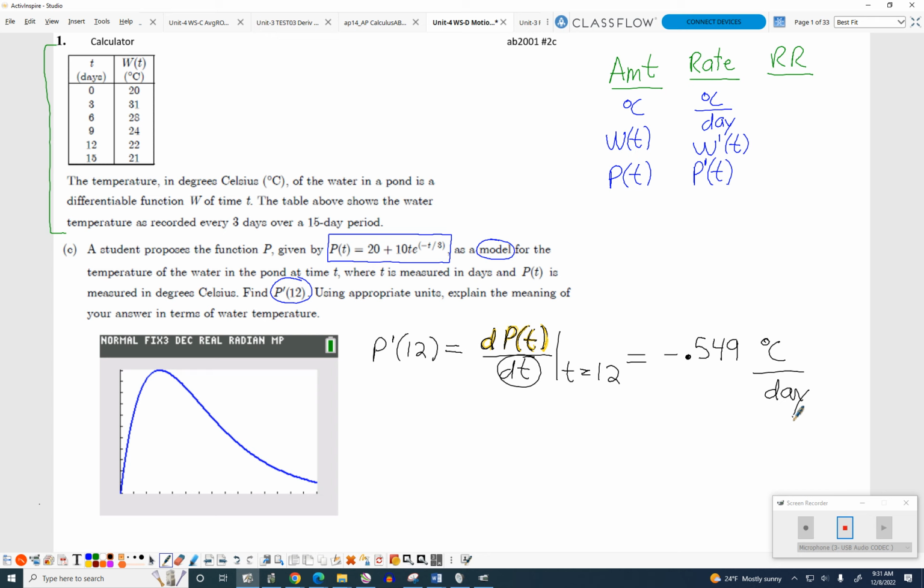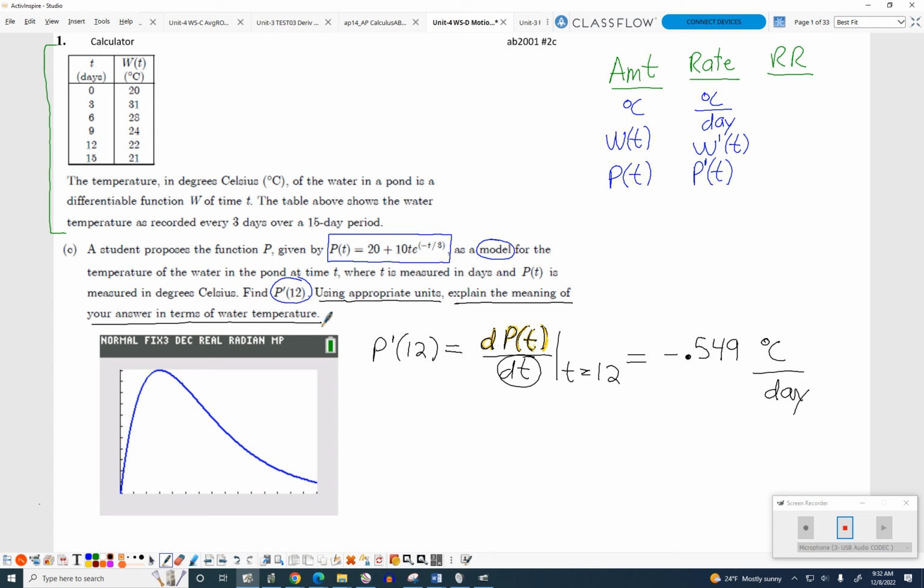Okay, listen, quiet again. No one talk. Okay, the next part of the problem is new. You've not done this so far this year, but it's very common on the AP test. It says, using appropriate units, explain the meaning of our answer in terms of water temperature. On the test you take mid-January, this is going to be worth 3 points. And you either get 3 or you get 0. There's nothing in between. On the AP test, it's worth 1 point or 0. They don't give half points.